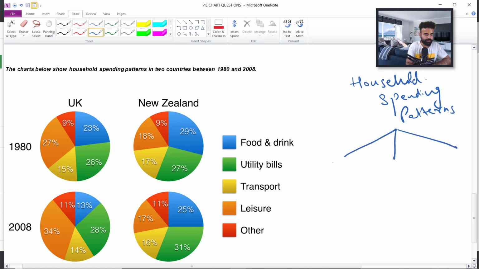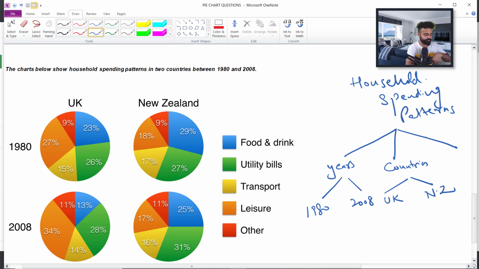Now tell me, what is the first attribute here? First attribute is obviously years. So we have got 1980, and then we have got 2008, and then the second attribute is countries. We have got 2 countries here, UK and New Zealand.